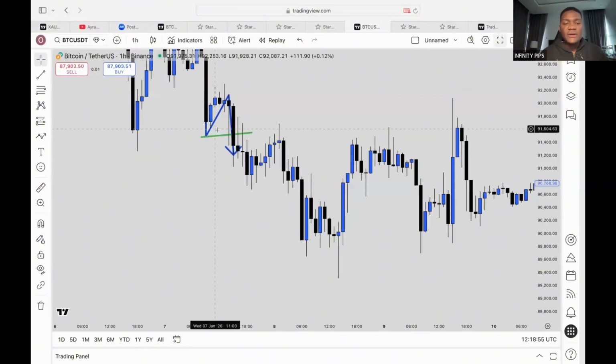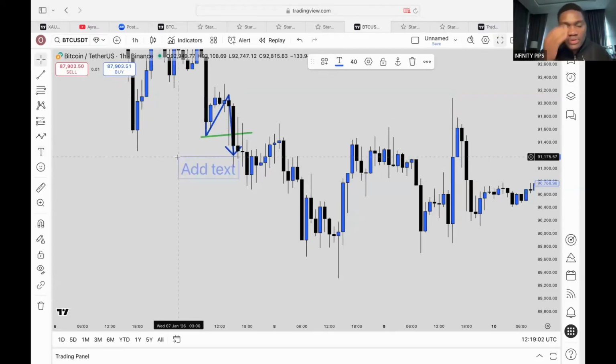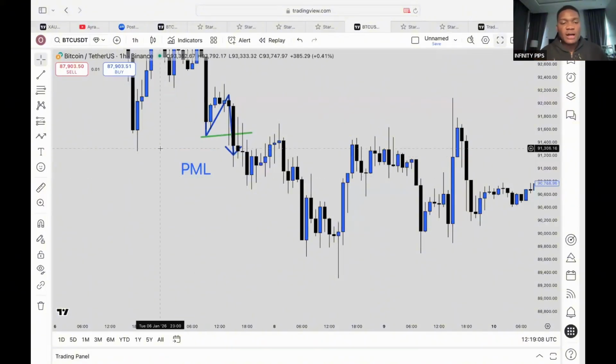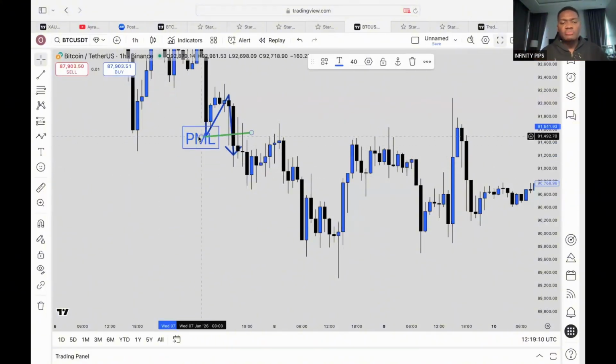So he created the previous major low here. He broke out of it. So I'm going to write it out: previous major low, PML. The other one was PMH, right? So previous major low around here, right? So this was the major low before, but then he broke out of it, came down, and went back up.